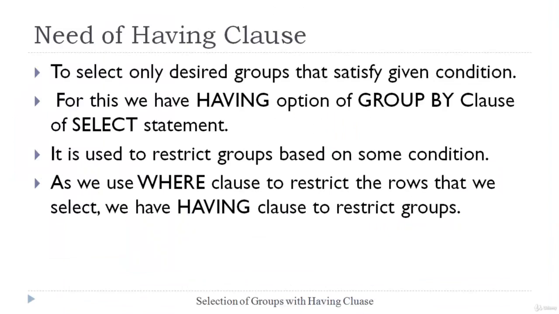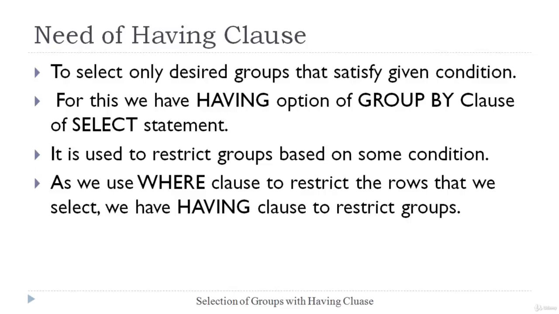grouping on a single column or group of columns. Sometimes it is important to select some desired group out of all available groups based on some condition. And to perform this task, we have to use having clause with group by clause of select statement. It is important to note that where clause of select statement is used to select desired record, while having clause is used to select desired groups.